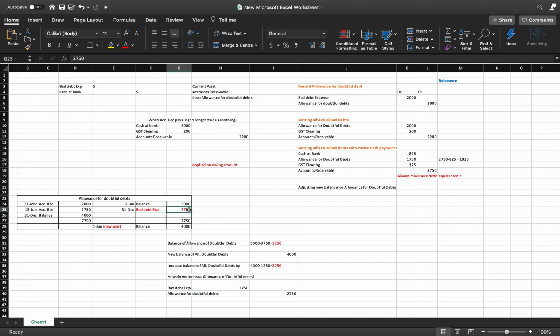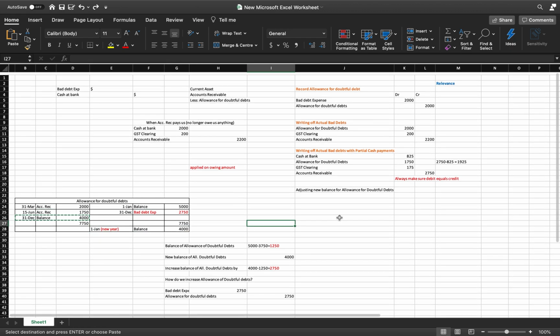Credit to bad debt expense, $2,750. So we total them up. Initially we don't have this one here. But then when we total them up, this side we have 7,750. And in order for this one to be balanced with this one, we have to add in the balance, which is $4,000 here. And we carried forward that balance to the next year, which is $4,000.